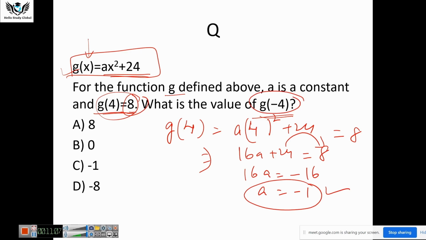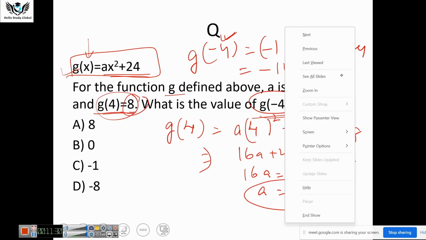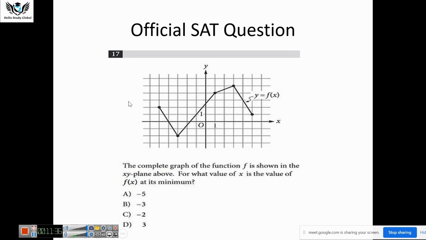What is the value of g(-4)? So g of minus 4, now instead of x we'll put minus 4. So a into, a is already minus 1, minus 1 into x square. And what is x? x is minus 4. So minus 4 square plus 24. So minus, and 4 square is 16, plus 24. So 24 minus 16 would be 8. This would be 8. So 8 is the answer. A is absolutely correct.